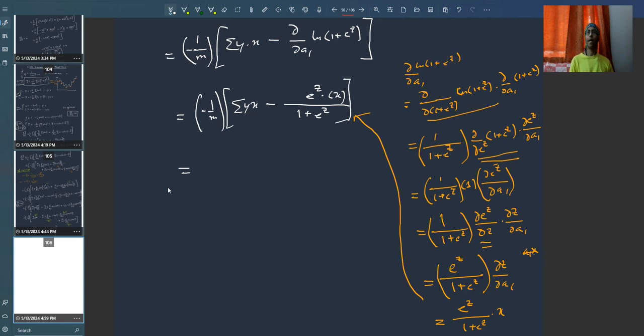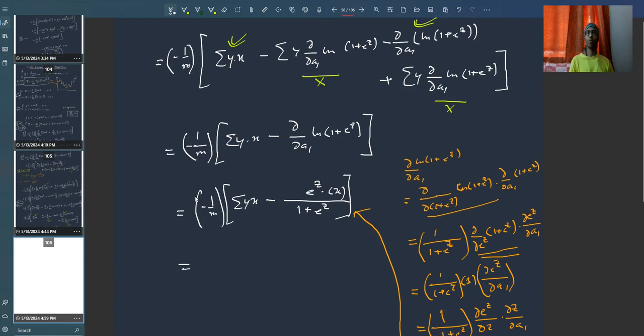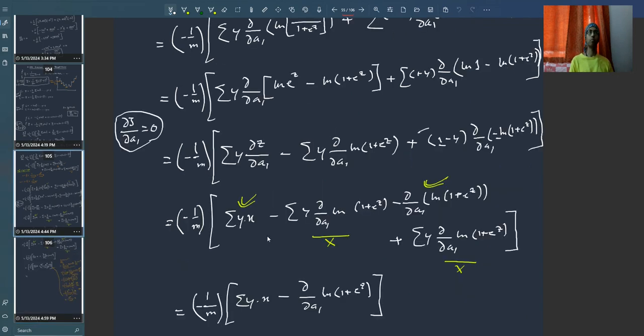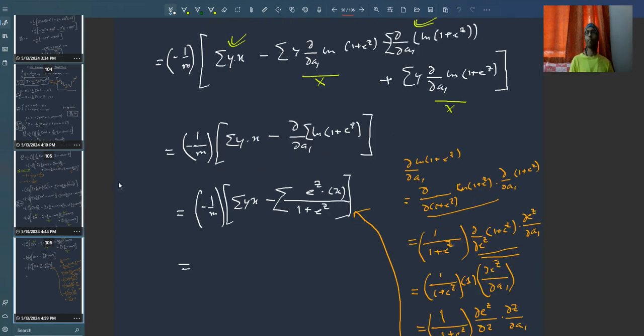Now we close it. Now one curious thing, friends, this e to the power z by 1 plus e to the power z part, this looks very similar, right? Okay, we also missed one more part. Here there is a sum. So this is basically the summation.